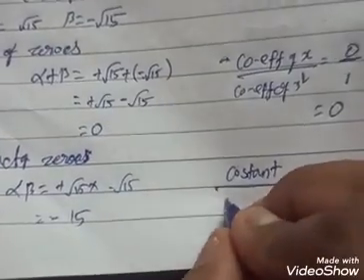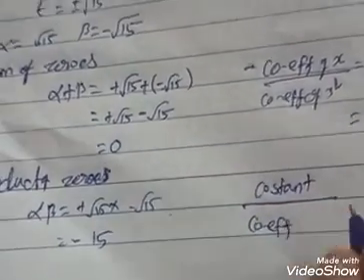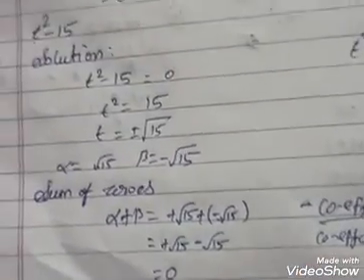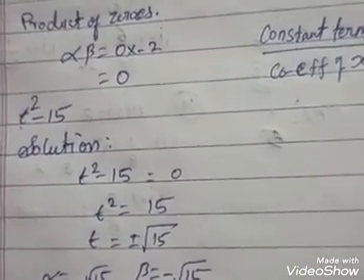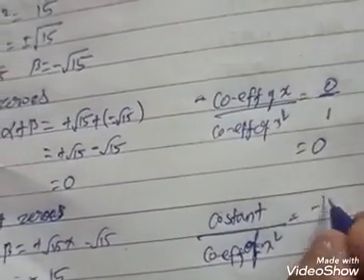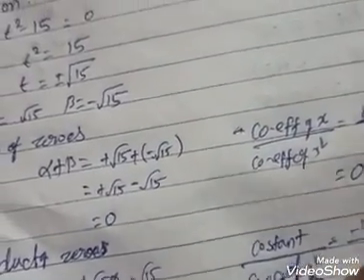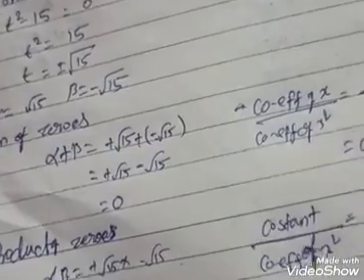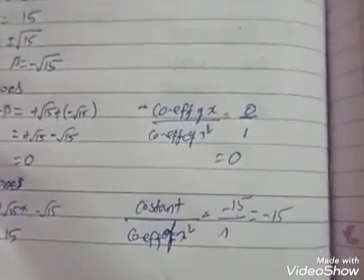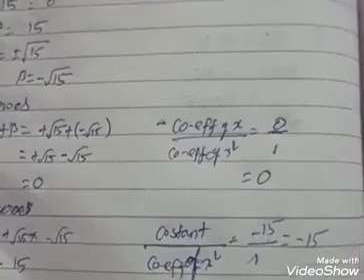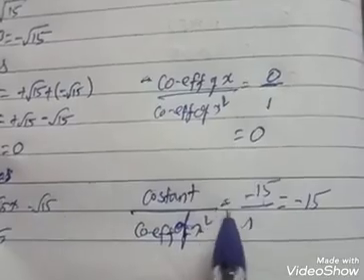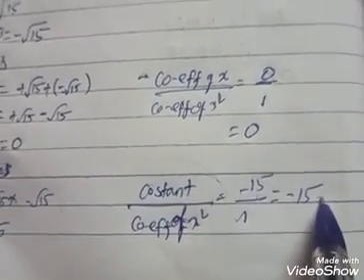Constant divided by coefficient of x square. So here you see the constant term. Constant term is minus 15. So constant term minus 15 divided by coefficient of x square, that should be t square. Coefficient is 1. So minus 15 divided by 1 we get minus 15. So now you see the product of zeros by using alpha and beta, you get minus 15. By comparing the coefficient you get minus 15.